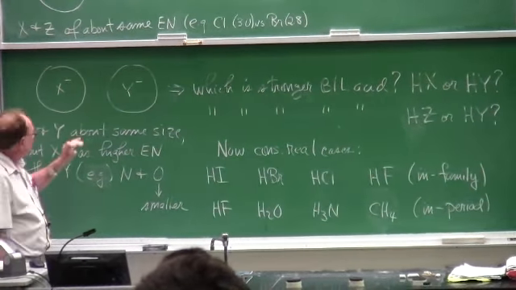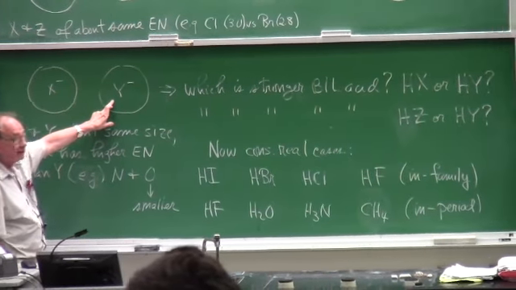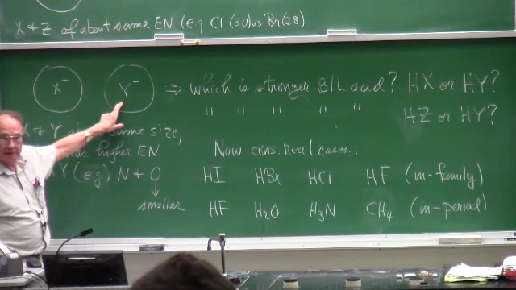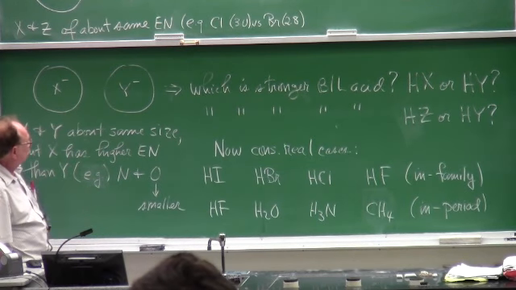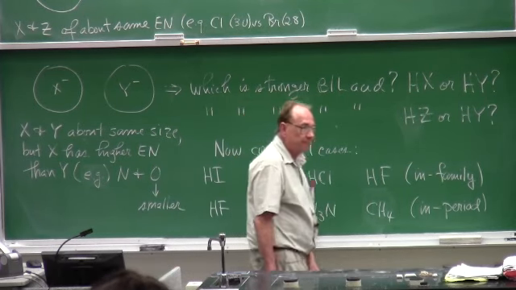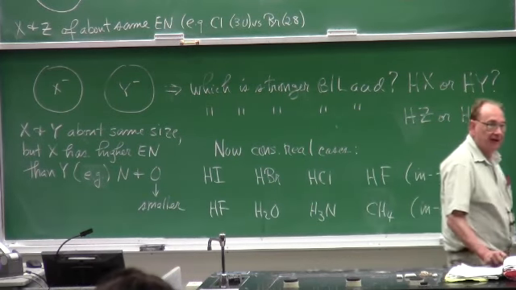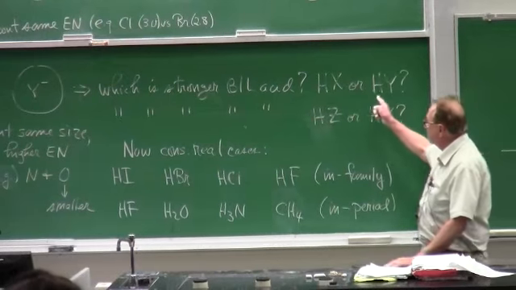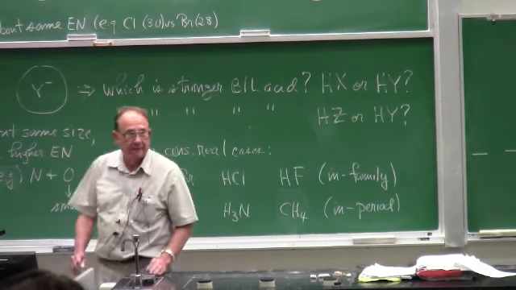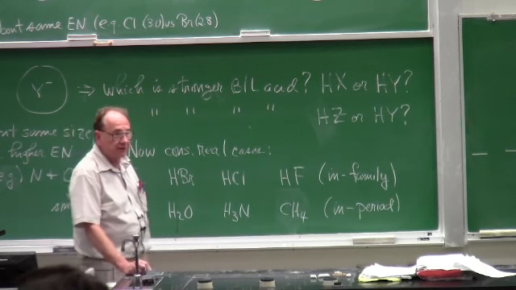On collecting an electron, X minus and Y minus will now be about the same size, since they are derived from atoms that are about the same size. Now we're going to add H pluses to these things and make HX and this time HY. Which shall be expected to be the stronger acid? HY or HX is the stronger acid?